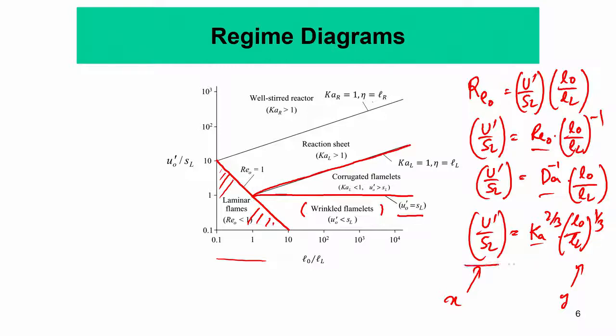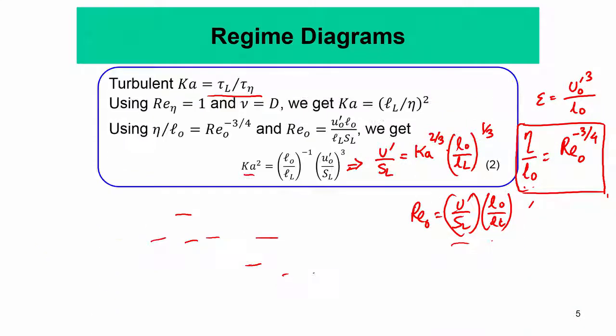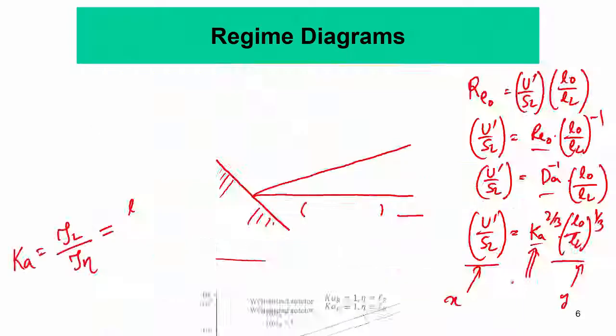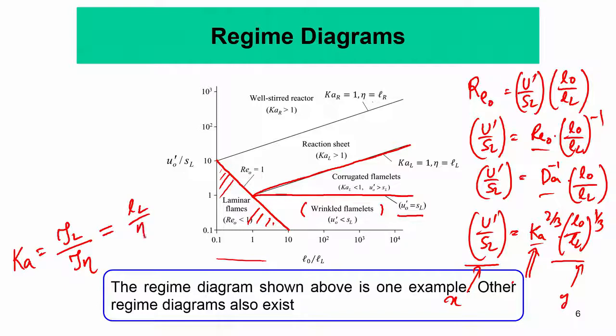If you put Karlovitz number equal to 1, if you remember, the Karlovitz number was essentially the ratio of the flame time scale to the Kolmogorov time scale. If the flame time scale is equal to the Kolmogorov time scale, that becomes Karlovitz number equal to 1, and this also boils down to the flame thickness by the Kolmogorov length scale, which can also be defined as a Karlovitz number. So it is LL by eta whole square.